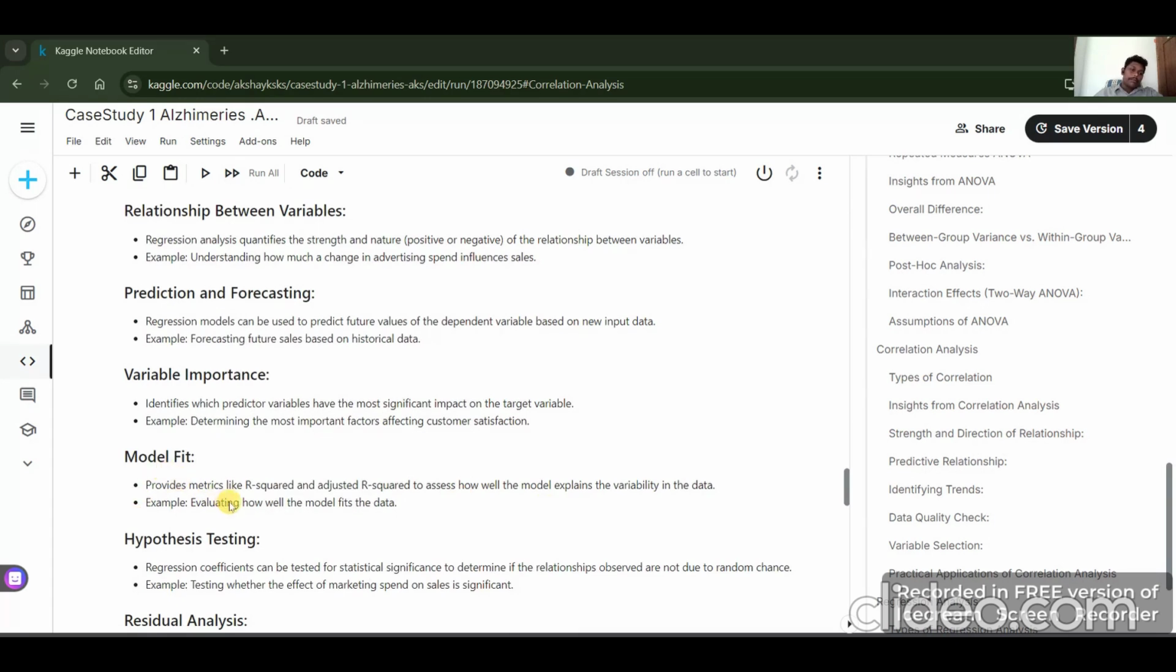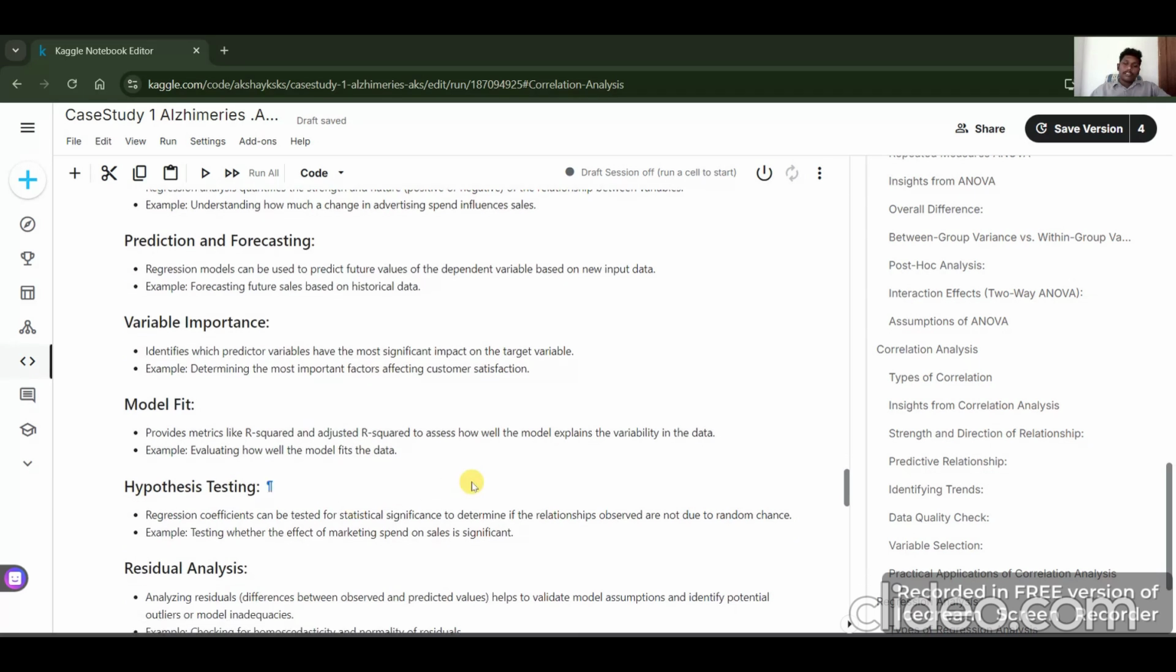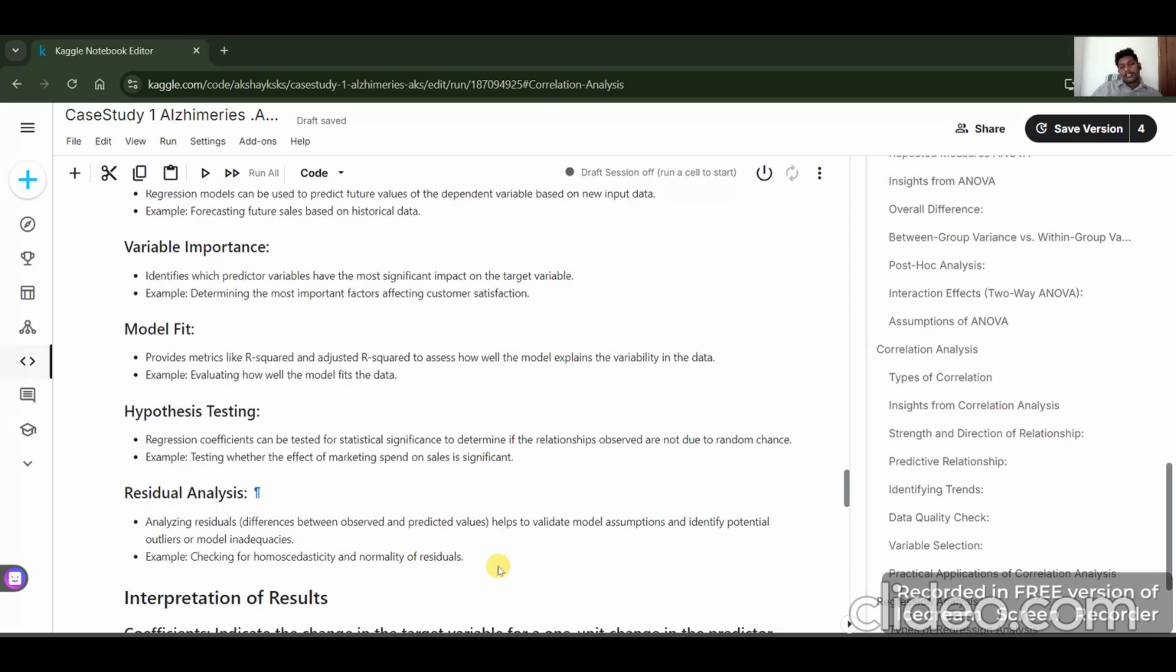Model fit: provides metrics like R-squared and adjusted R-squared to assess how well the model explains the variability in data. Example: evaluating how well the model fits the data. Next, hypothesis testing: regression coefficients can be tested for statistical significance to determine if the relationships observed are not due to random chance. Example: testing whether the effect of marketing spend on sales is significant.